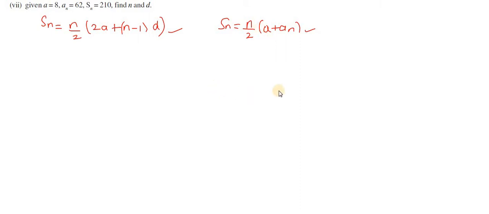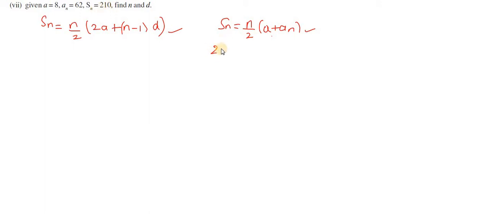So just look here, how many parameters do we know? We know a, we know an, and we also know Sn. The only thing we don't know here is n. So you can find it easily. Just substitute these values in this place.